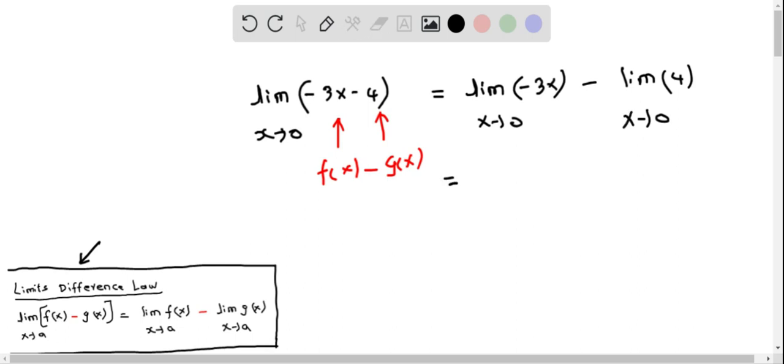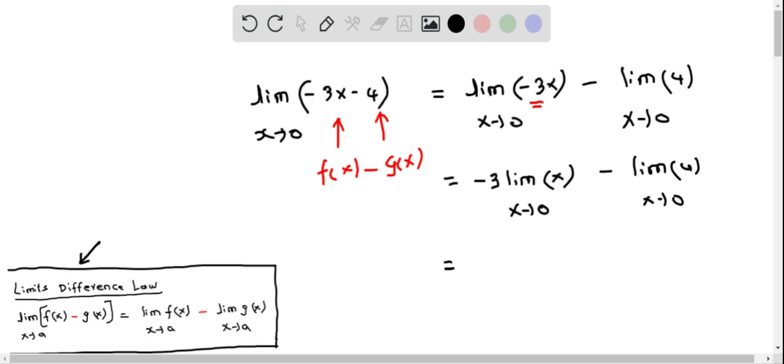So now in the next step we can apply the constant rule of limits. Since we have a constant over here, we can factor it out of the limit. So I can write down this as negative 3 limit of x approaches 0 minus limit of 4 x approaches 0.